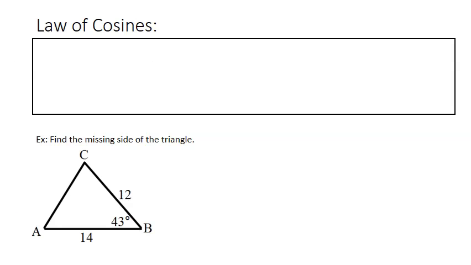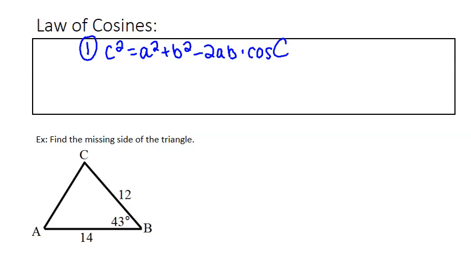Okay, so we're just going to rewrite the formula that we just wrote down. So our first version was c squared equals a squared plus b squared minus 2ab times the cosine of angle C. So if you notice, whatever side is over here also has to match with the angle over here. So using that idea, we can just rotate through and change it to solve for any other side.